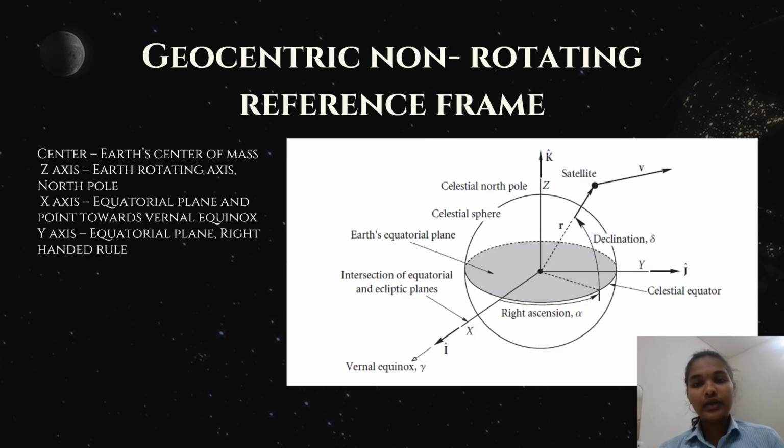Now the geocentric non-rotating reference frame. Here the center is Earth, likewise a rotating reference frame, and the z-axis is the Earth's rotating axis, the x-axis is in the equatorial plane, and the y-axis is also in the equatorial plane. Here also we can visualize this geocentric non-rotating reference frame by using the right hand rule.